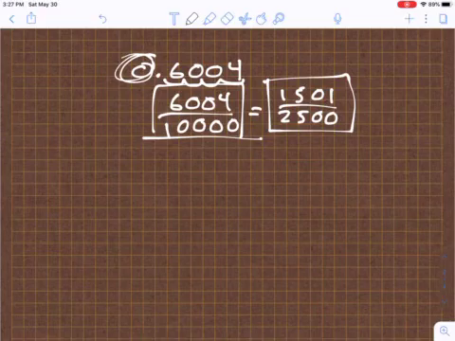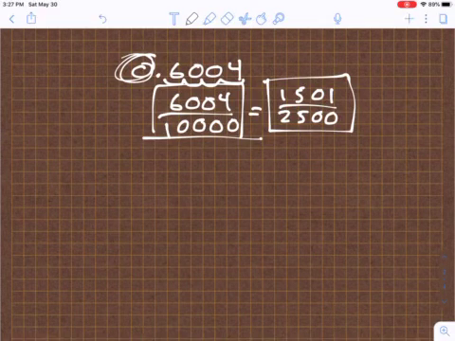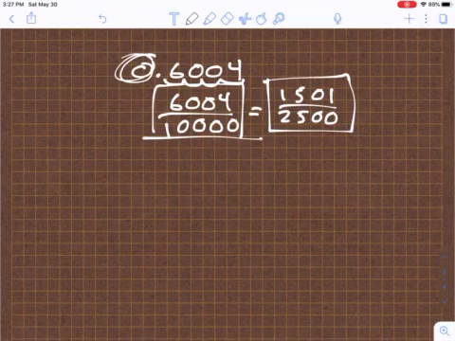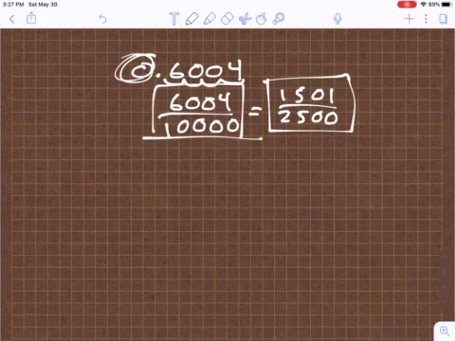Again, if you have a hard time saying what the place values are, just do the counting trick. So go to the right of the decimal, count how many numbers are written, and then for your denominator, you'll put your 1 down and then follow it with that many zeros.